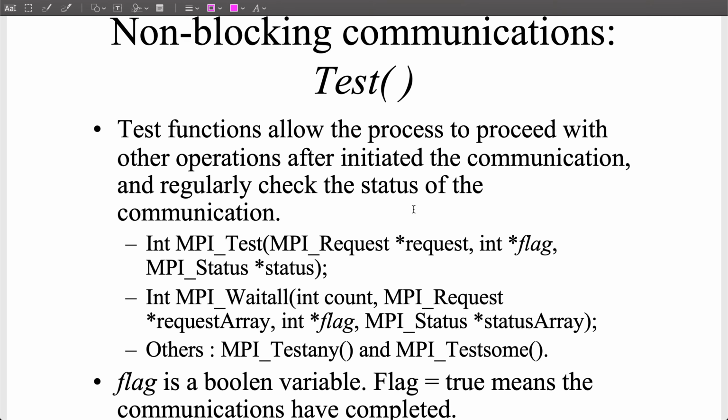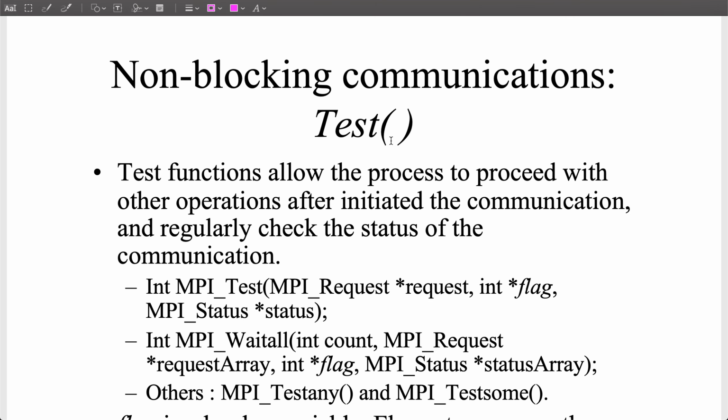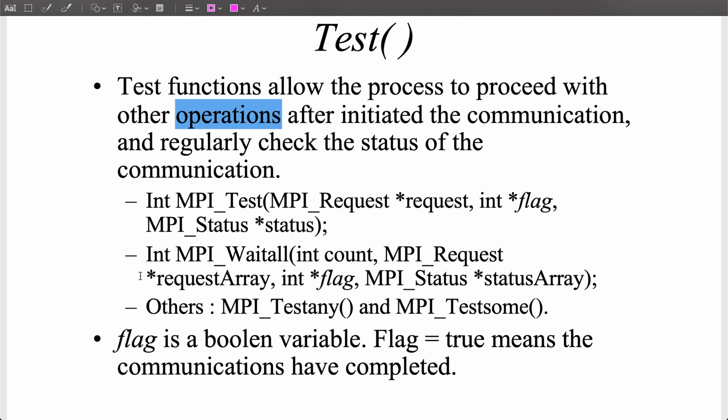For non-blocking communication, the test function allows the process to perform other operations right after initiating the communication, and regularly check the status of the communication. This is under non-blocking test. Please also take note that the flag is a Boolean variable. Basically a Boolean variable, you can name it A to Z, something like that. This is an example. The flag being true means the communication has completed.